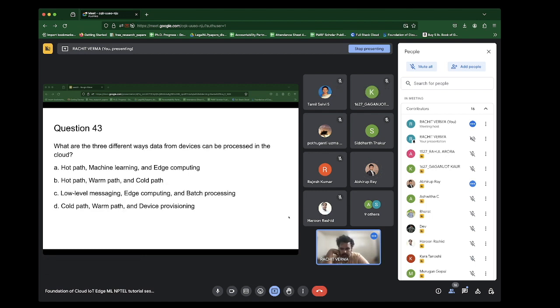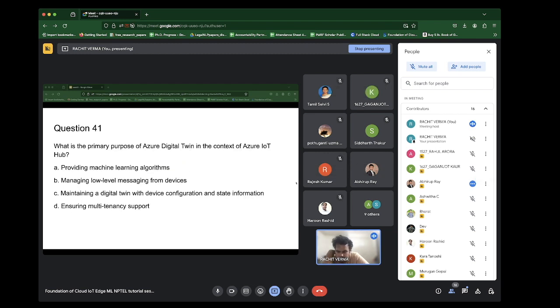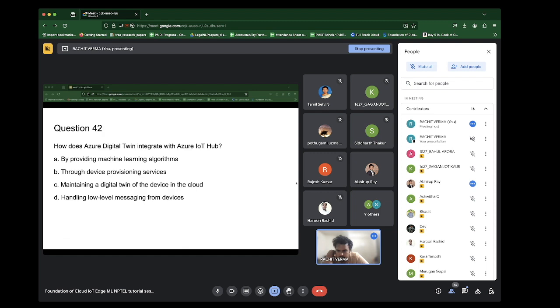Oh, what is multi-tenancy support? Means you have several devices operating at the same time. Like multiple tenants, right, in a house.